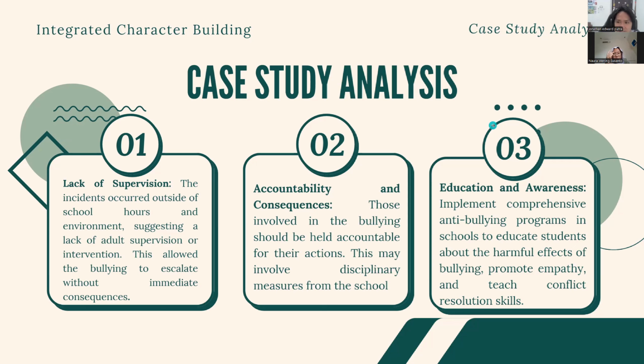The lack of supervision would mostly be described as that they are teenagers. They need adult supervision to know what they're doing, because what they're doing is called negative activity, not described as positivity or something that results in something positive in the world. There's also accountability and consequences, where those involved in the bullying should be held accountable for their actions. This may involve disciplinary measures from the school. The lack of supervision, the accountability, and the consequences of what they're doing can lead to a lot of happenings in the world. One may result in the worst possible case.